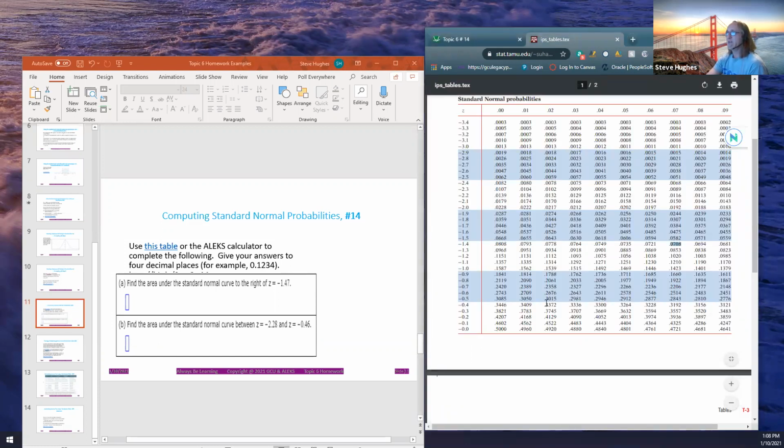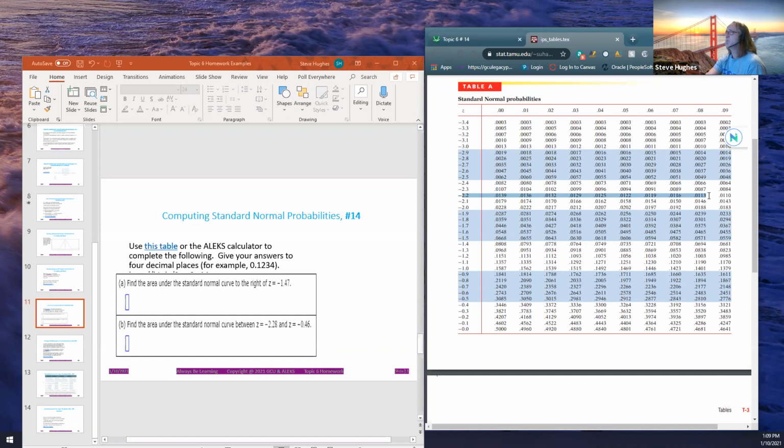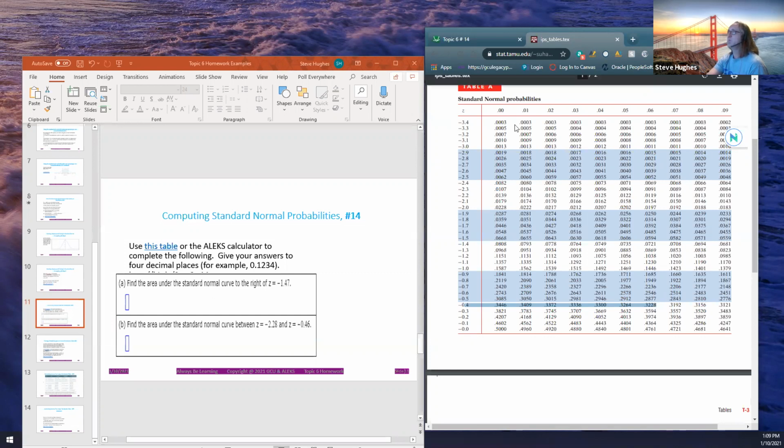All right, once again, negative 2.28. Here is negative 2, right here. Negative 2.28. I'm coming across, right there it is. You can see it's 0.0113, okay? 0.0113 is negative 2.28, and negative 0.46 is right here. Let's go across. Negative 0.46, where are we? Here we are, 0.3228, all right? So 0.3228 and 0.0113.